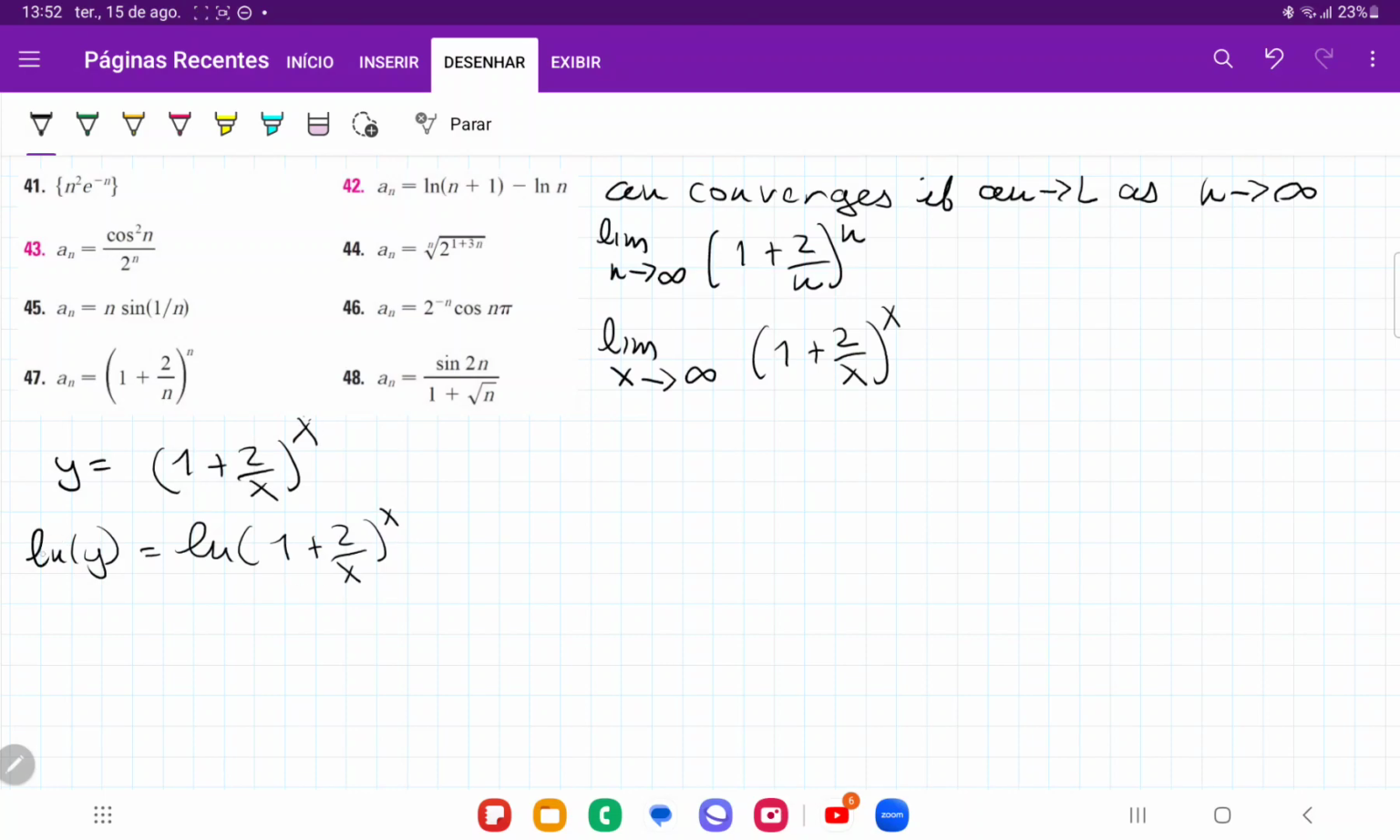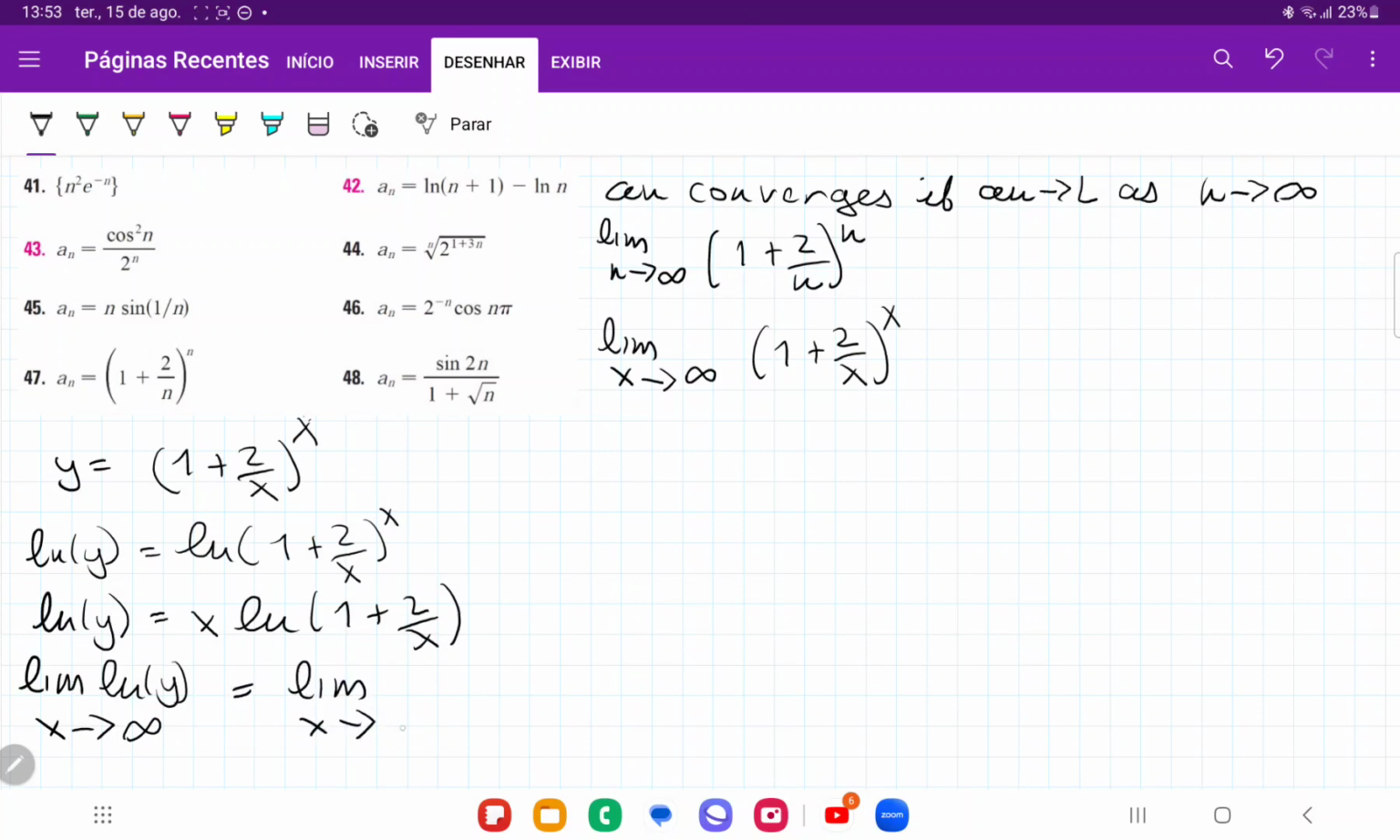And the reason that we did this is because if we take the ln of both sides, we can use the log laws and bring this exponent down in front, which is what we want, right? If we bring this exponent down, then we have dealt with our problem, which is raising to the power of infinity, which means that ln y is equal to x times ln of 1 plus 2 over x. And now I'm just going to take the limit of both sides, right? So the limit of ln y as x approaches infinity is equal to the limit as x approaches infinity of x ln of 1 plus 2 over x.